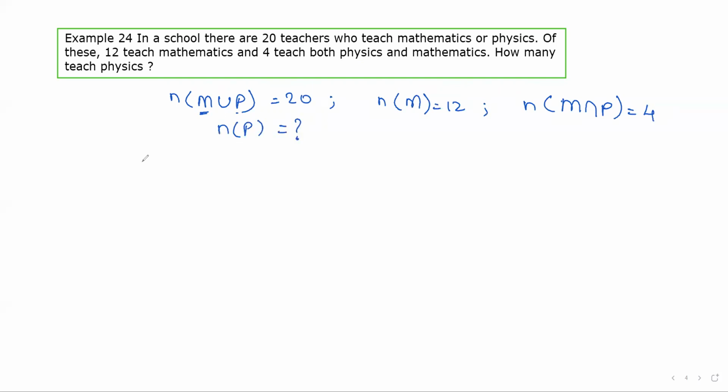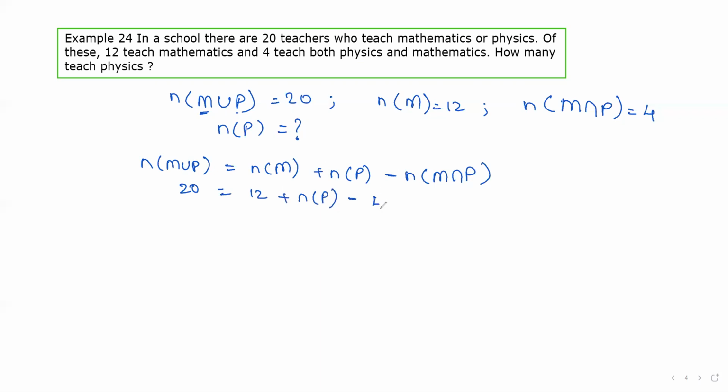Again, putting it into the formula, N of M union P is equal to number of M plus number of P minus number of M intersection P. Placing the values, we have 20 is equal to 12 plus number of teachers who teach physics minus 4.